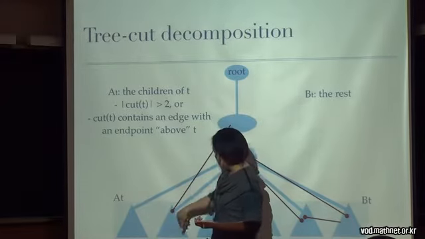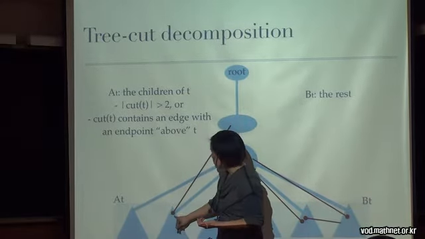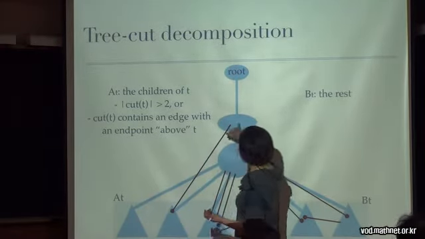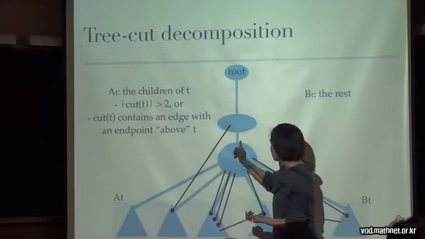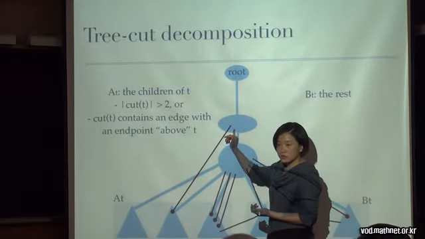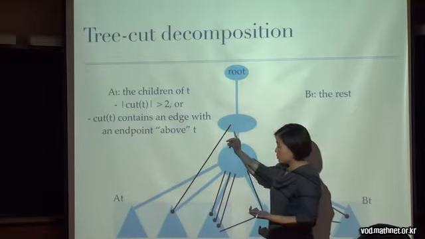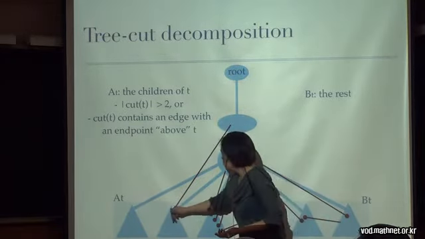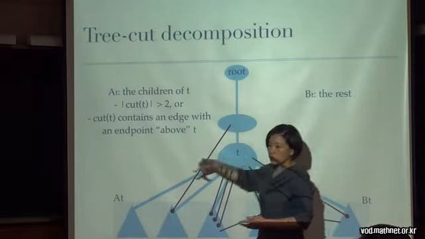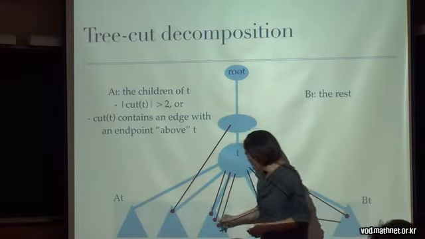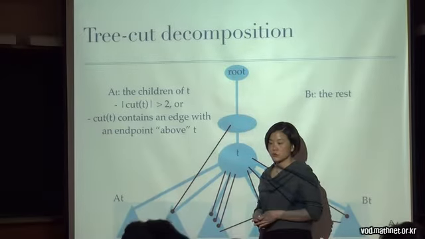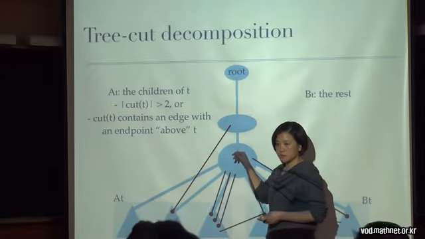Suppose that a child sends one edge to the part above T. Then this edge will be counted as a cut between this node and this node, right? And the cut size here should be at most K. So there should be at most K vertices which actually have an edge whose endpoint is above T, so the number of such children should be at most K. So here you have at most 2K vertices, which is very good for enumerating all partial solutions. That affects what happens here, right?